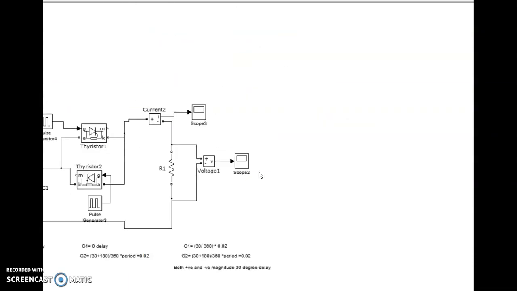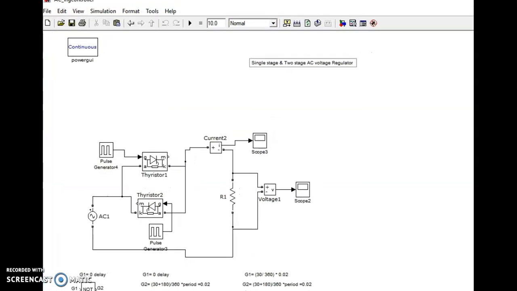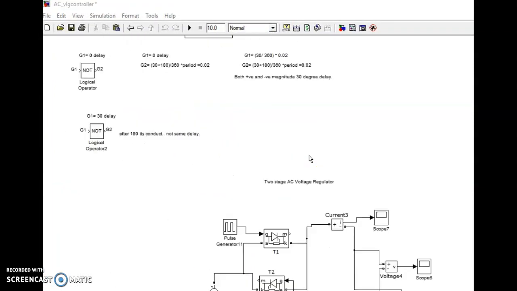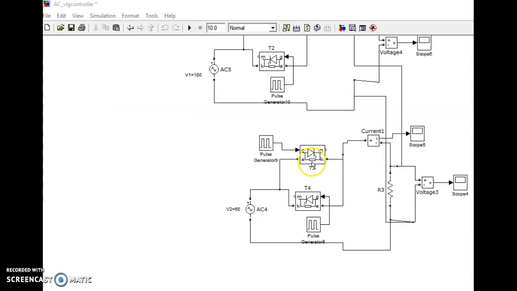That's all. So this is a single stage and this is a two stage. Single stage AC voltage regulator, another one is a two stage AC voltage regulator.